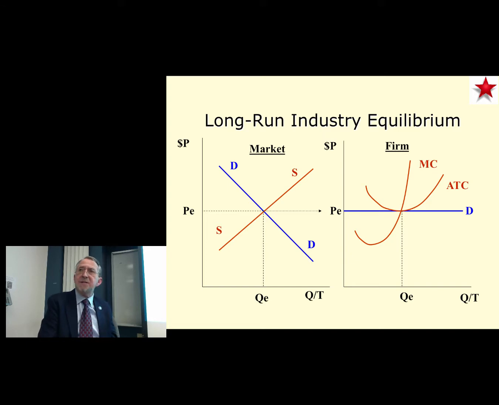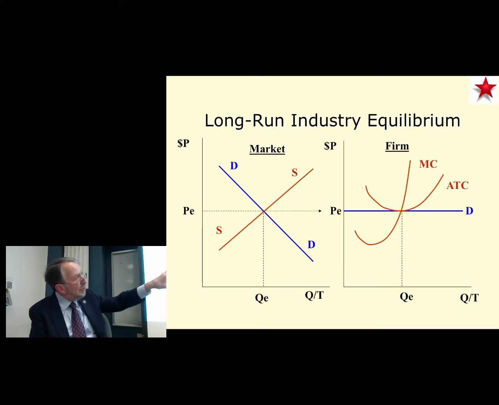So what I've drawn here is two graphs that demonstrate what's called long-run industry equilibrium. The market's in equilibrium because the quantity being produced matches the quantity being consumed. We're at PE and QE. And as long as those are the functions, there's no incentive for things to change. If demand changed, then of course you'd change the equilibrium. But this shows that the market is in equilibrium.